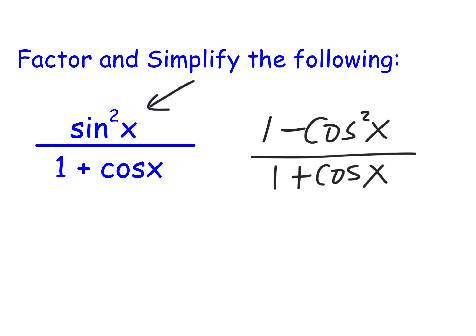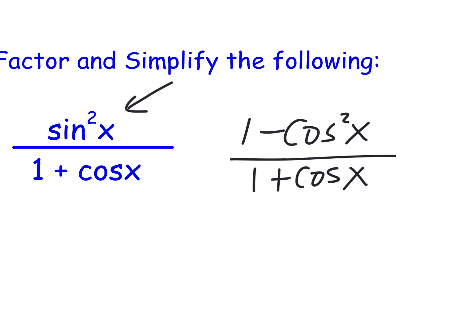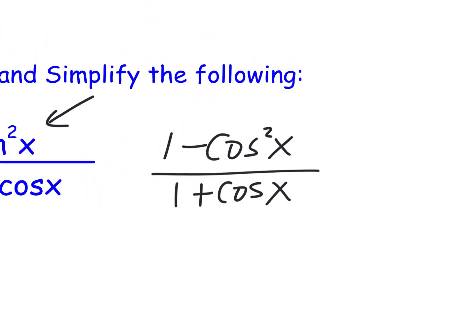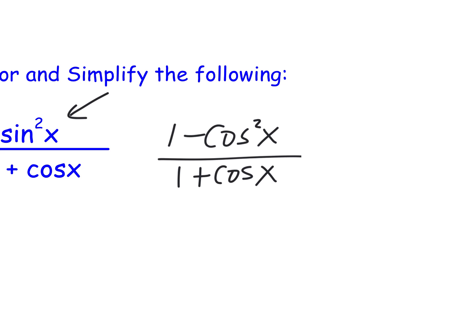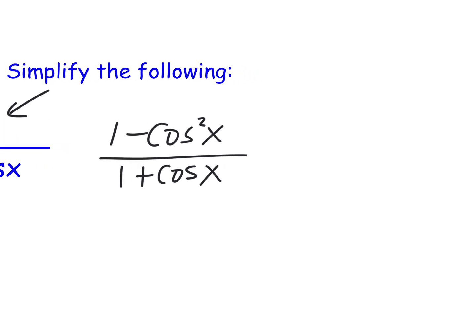Graydon, can I just cancel them right now? 1 cancels a 1? No. You can't. It would be kind of like this. If I had 1 plus 7 over 1 plus 8, can I just cancel my 1s and say it's 7/8? No. It doesn't work. It's not the same. You can't do that. You have to factor it, and then you can cancel stuff. And if you can factor it, you should.